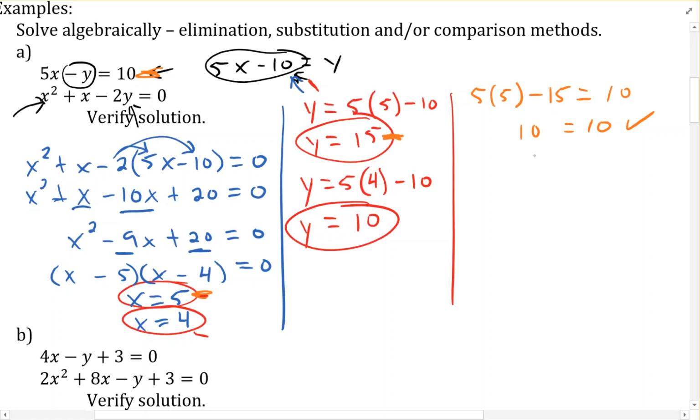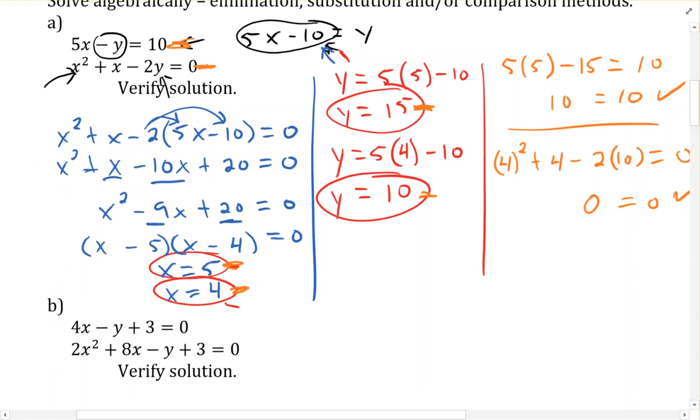So let's do that. Looking at this one now, we're going to say our x value is 4, because we'll check that one. So 4 squared plus 4 minus 2 times, now the y value for that one was 10, so 2 times 10 is equal to, it should be equal to 0. Let's see if it is. So 16 plus 4 is 20. Minus 20 is 0. So 0 is equal to 0. That also checked out.